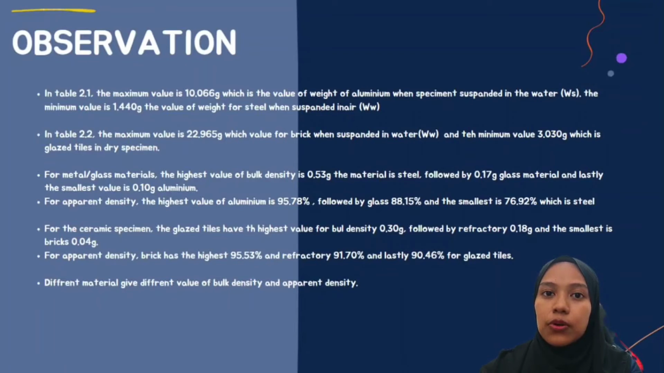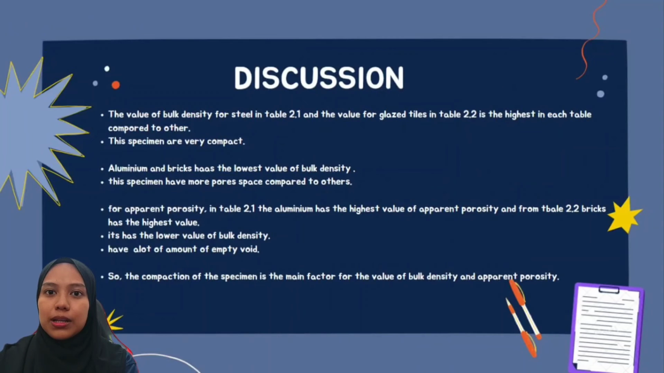For the ceramic specimen, the glass tie has the highest value for bulk density, which is 0.30 gram, followed by the refractory at 0.18 gram, and the smallest is brick, which is 0.04 gram. For apparent porosity, brick has the highest value, which is 95.53%, and the refractory is 91.70%, and lastly 90.64% for glass tie. So we can conclude that different materials will give different values of bulk density and apparent porosity. The next part is discussion.